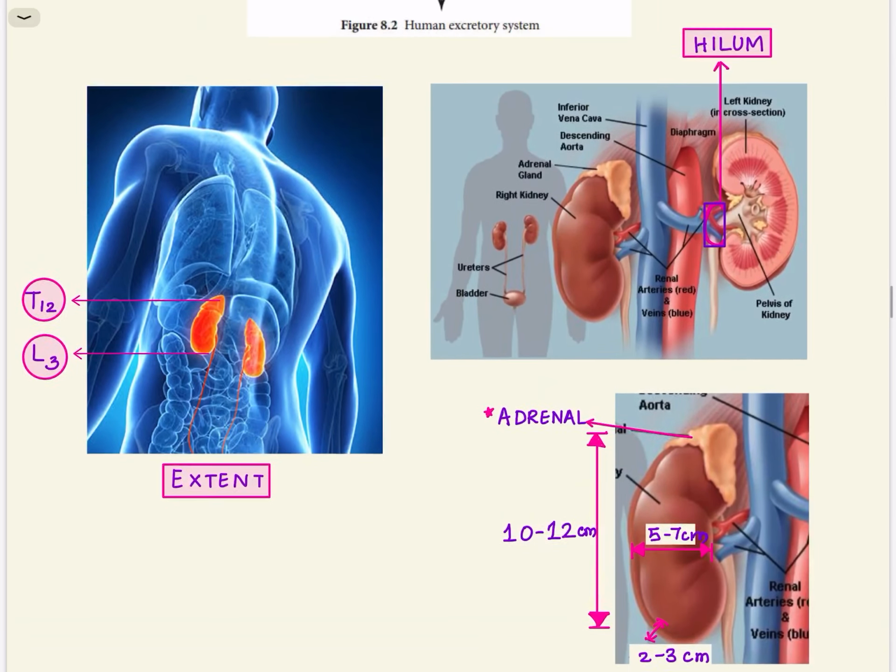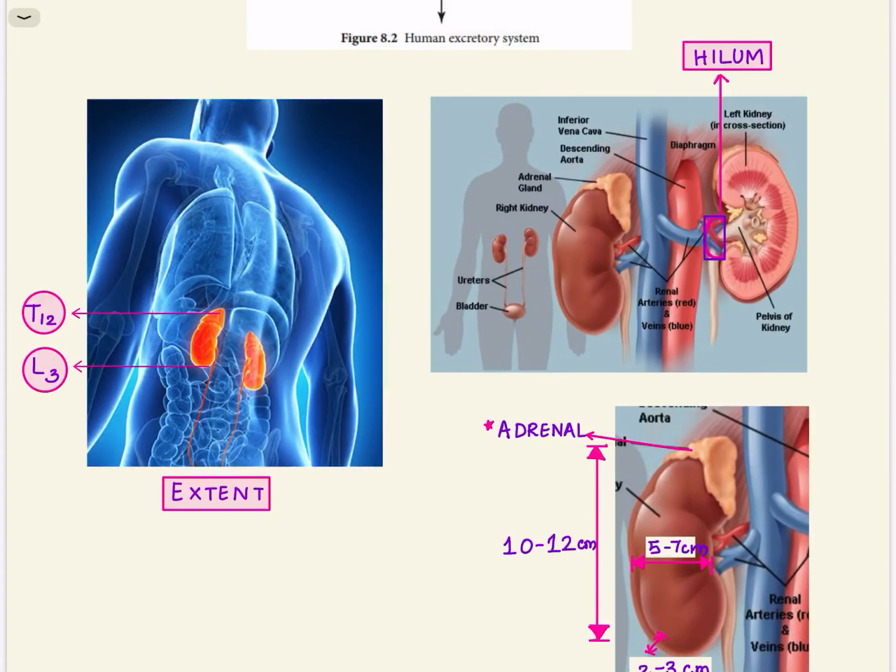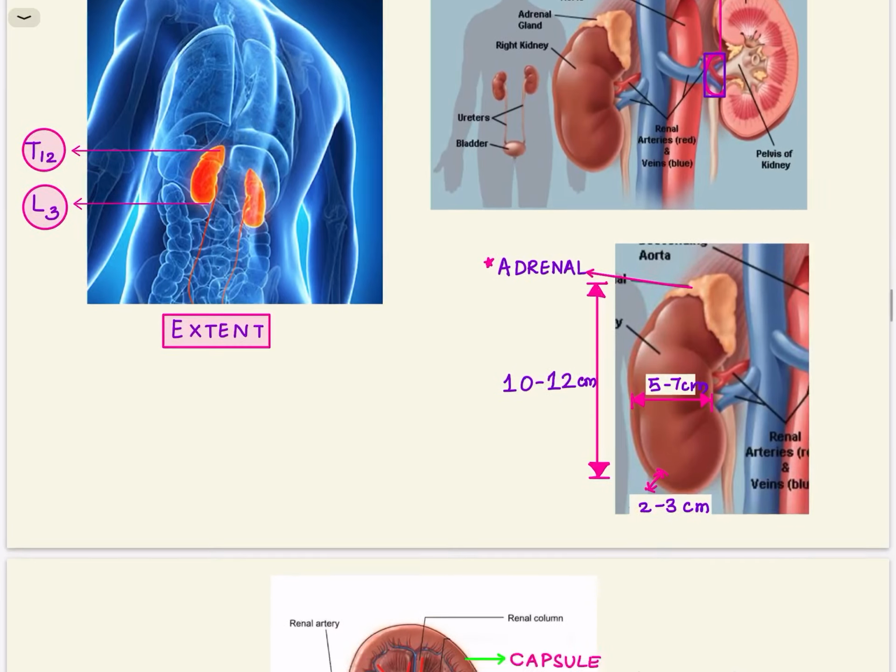So there's another important part of the kidney, right? This is called the hilum. It is where the arteries, the veins and the nerves enter the kidney, and where the ureter leaves the kidney. So that part is called the hilum of the kidney.